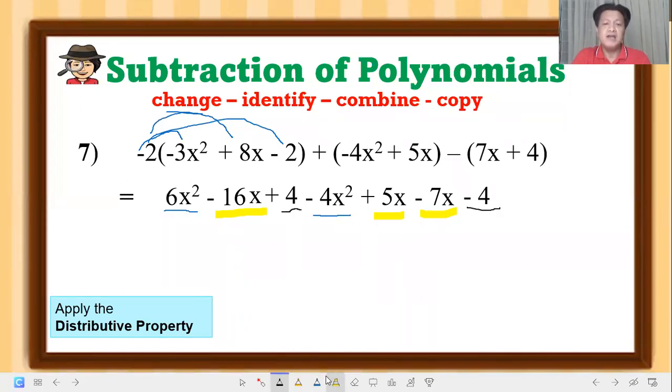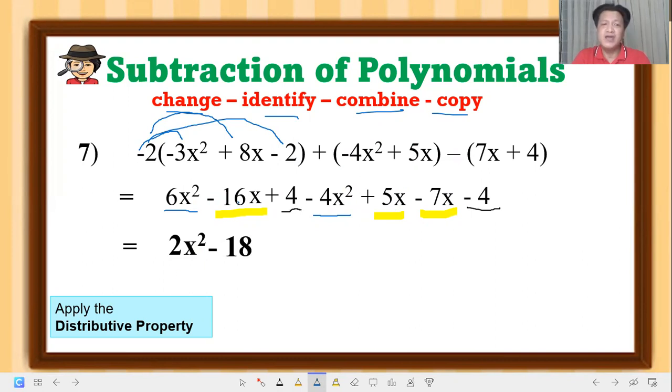Okay, then combine like terms na natin after you identify. So, ano ibig sabihin nun? When we say combine, add their numerical value and then proceed na tayo sa copy. Okay, we have 6 plus -4. That is equal to 2. And copy natin yung kanyang literal coefficient na x squared. Then dito naman tayo, -16x plus 5x plus 7x. So, meaning to say, -16 plus 5 plus 7. That is equal to -4.